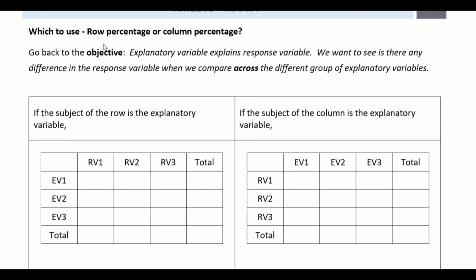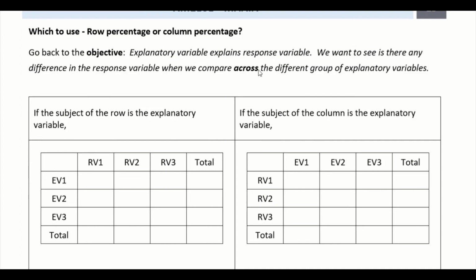I hope that you have a rough idea after the example just now. When we try to answer this question, always go back to the objective. Explanatory variable explains response variable. So what we are interested to know is whether there is any difference in the response variable when we put the explanatory variable together and compare across them. So if we want to compare across the explanatory variable, then we must make them in the same phase, which means in the same 100%, then only we can compare the proportion between them. You get what I mean?